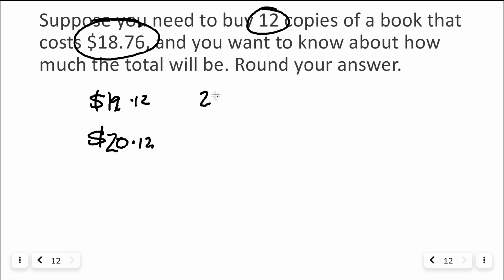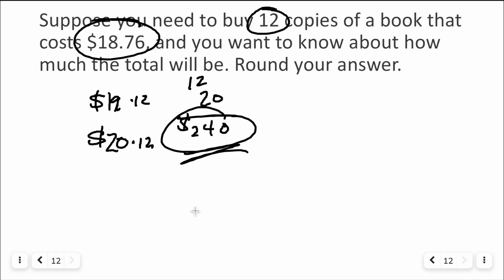All right, so we'd have 20 times 12. I'm going to drop this 0 off here. 2 times 2 is 4, and 1 times 2 is 2. That's $240. Okay, that's my approximate cost. Now, you could have done 19 times 12. It would have given you a much better estimate as to the actual amount that it would cost you. But 19 times 12 is a lot more difficult to multiply than 20 times 12. So that's why I went with 20 instead of 19.